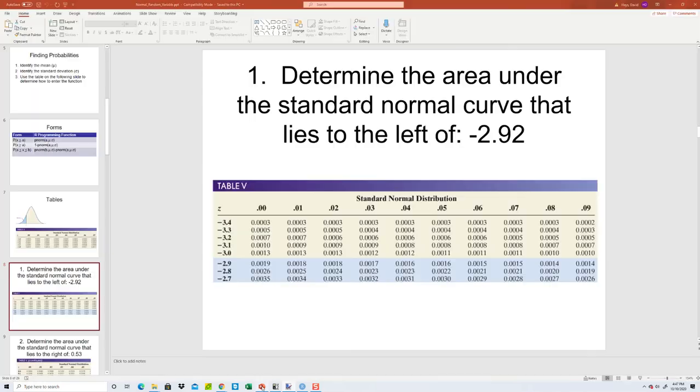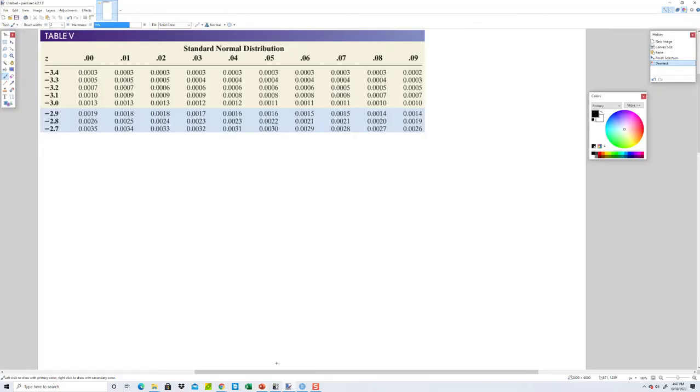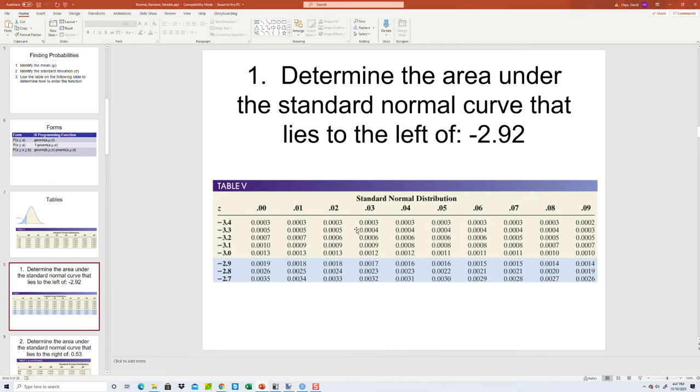So this problem's asking us to determine the area under the standard normal curve that lies to the left of negative 2.92. So negative 2.92. Now, that's not actually the way the picture looks. We're just trying to see the left and right and so forth. It says standard normal, so we know that means that our mean is 0 and standard deviation is 1. Okay.